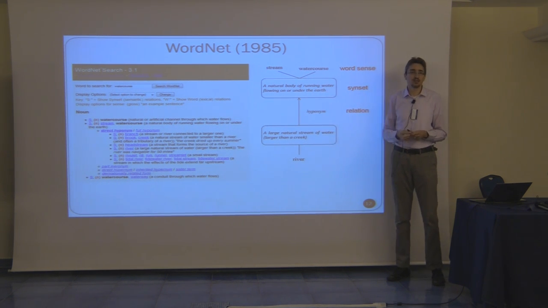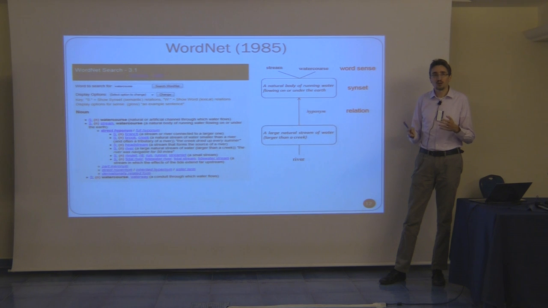Other examples of relations are, for instance, the antonym, which indicates a term and its opposite in meaning. So, for instance, black and white, and so on and so on.